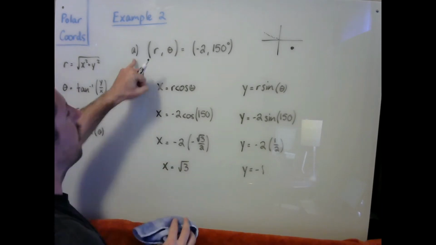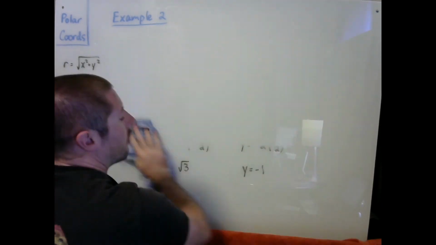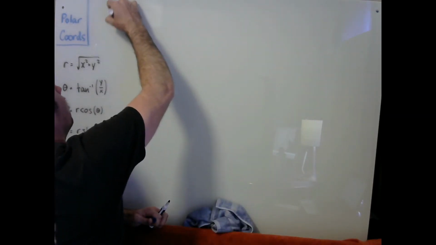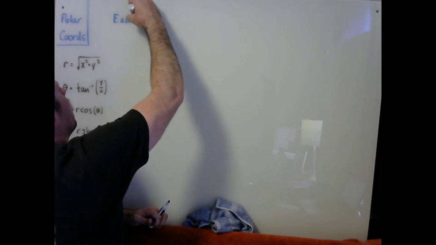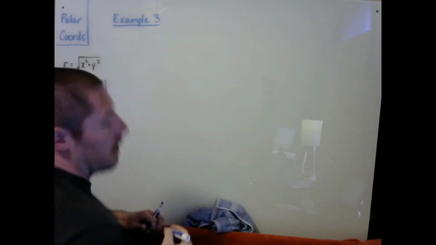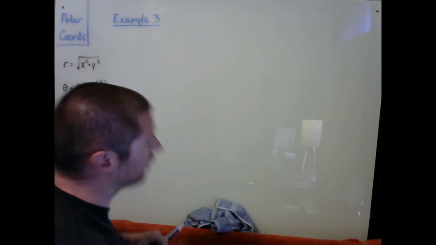Oh, that was B, by the way. I didn't change my A to B right there. There's a little bit of something we want to watch out for when it comes to our conversions in the other direction here. So let's take a look at example 3. In example 3, we've been given 2 rectangular points, and we would like to convert them into polar.